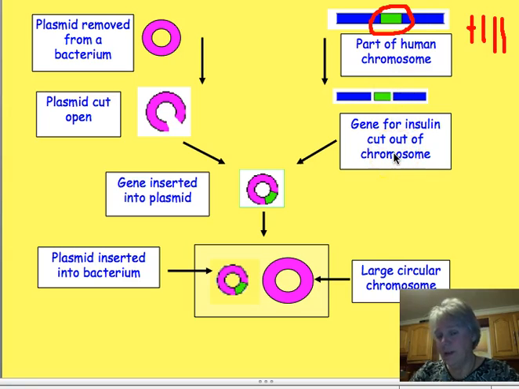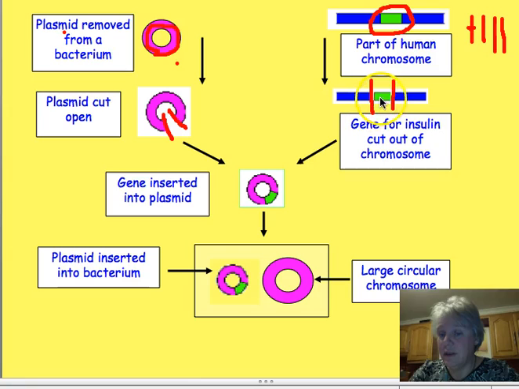Now what happens is the scientists can use a special enzyme to cut that gene out from the human chromosome. And as well as that, they can take a bacteria, like the bacteria that we had on the slide before, and remove the plasmid from the bacteria. So here's a plasmid here that's been removed from the bacterial cell, and that plasmid can be cut open.